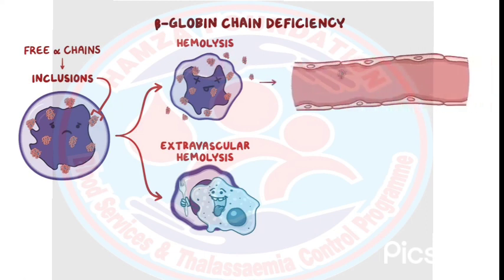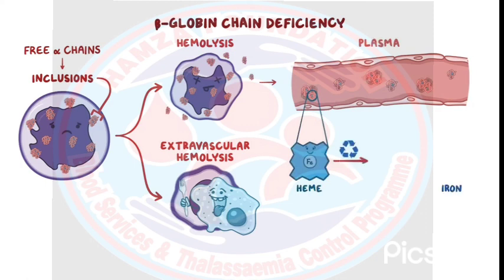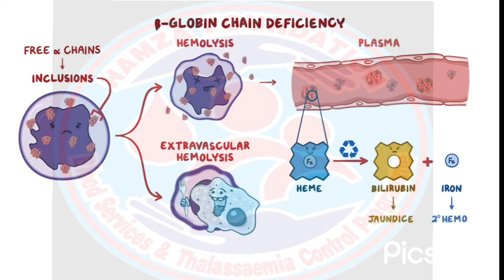Hemolysis causes hemoglobin to spill out directly into the plasma, where heme is recycled into iron and unconjugated bilirubin. Over time, the excess unconjugated bilirubin leads to jaundice, and excess iron deposits leads to secondary hemochromatosis.